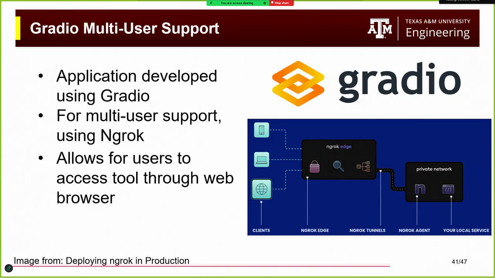So for the app, one tool that we use is Gradio. This is a very popular tool, especially for developing apps for machine learning applications. Within Gradio, there wasn't necessarily easy support for multi-user. So one thing we looked at was using ngrok, which allows people to use it through a web interface and also locally as well.